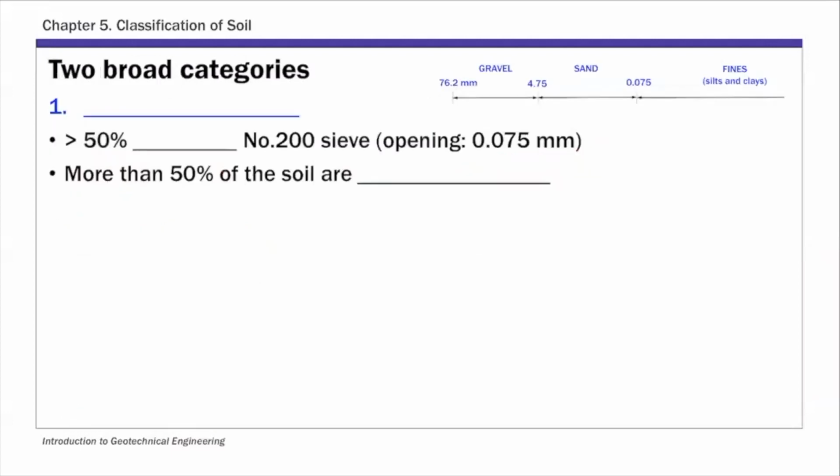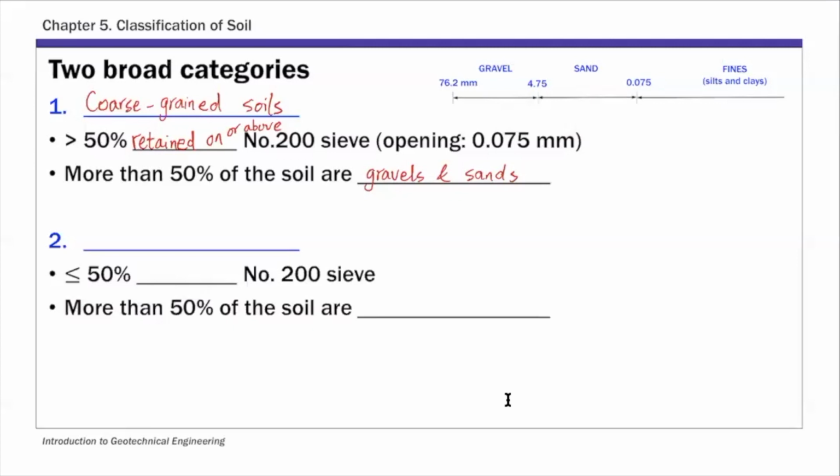Next, in the USCS system, soils are put into two broad categories based on the percentage of fines and coarse-grained soils. The first category is called coarse-grained soil. For coarse-grained soils, more than 50% of the particles are retained on or above the number 200 sieve. This simply means more than 50% of the soils are gravels and sands. Okay. So that's the first broad category, coarse-grained soils.